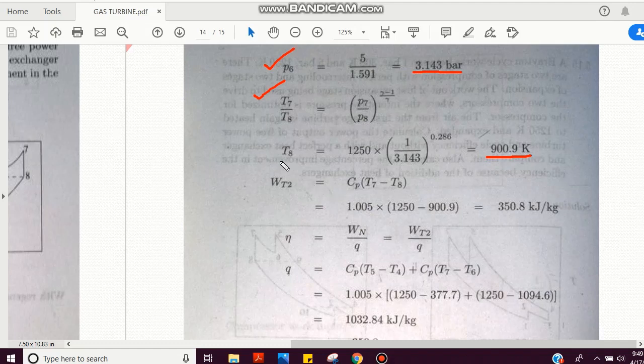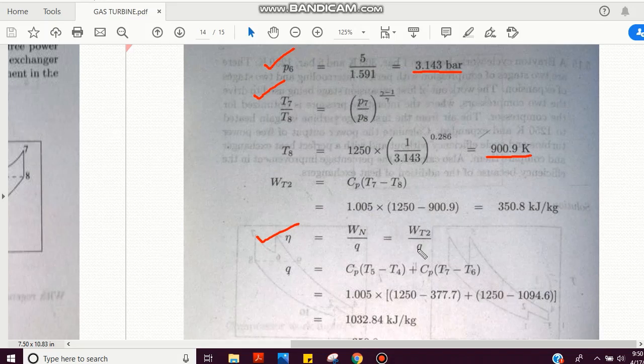Now the work done of the second stage of turbine is Cp into T7 minus T8. So the value becomes 350.8 kilojoule per kg for the second turbine. So the efficiency is net work done by the heat input. Since the first turbine work is eliminated by the compressor work, we can simply write the work done by the second turbine by the heat input.